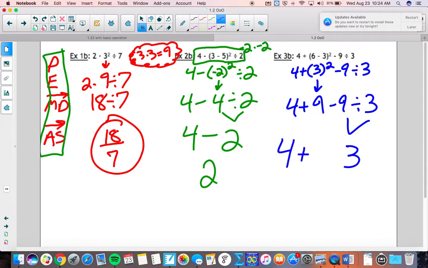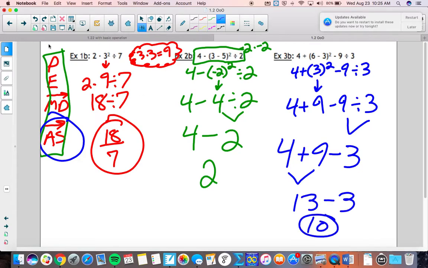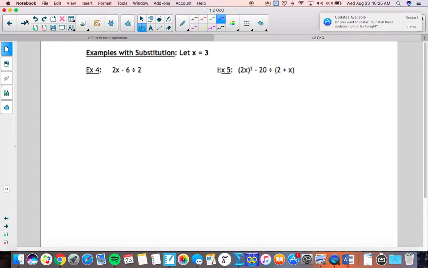So 4 plus 9 minus 3. What do we do first here? Addition or subtraction, and why? When it comes down to addition and subtraction, we do whatever is on the left in that problem. Addition's on the left, subtraction's on the right. We go from left to right. So we get 13 minus 3, which is 10. Got any more here? These are really fun.